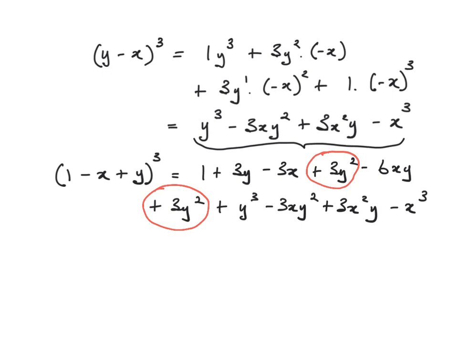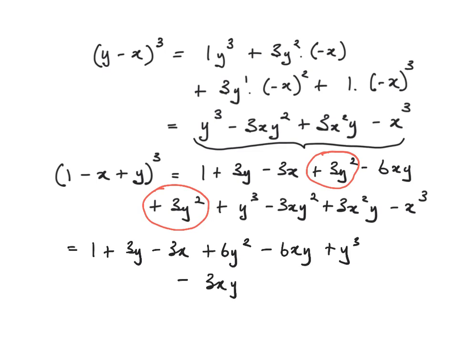So if we simplify, we get 1 plus 3y minus 3x plus 6y squared minus 6xy plus y cubed minus 3xy squared plus 3x squared y minus x cubed.